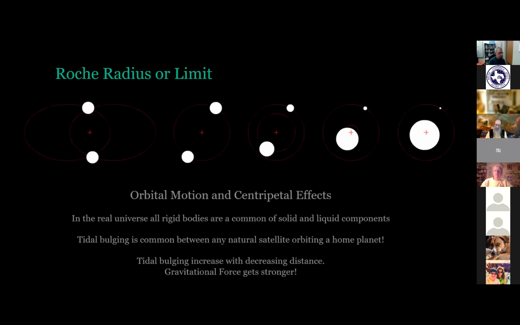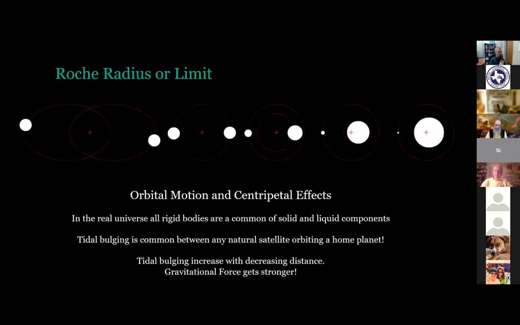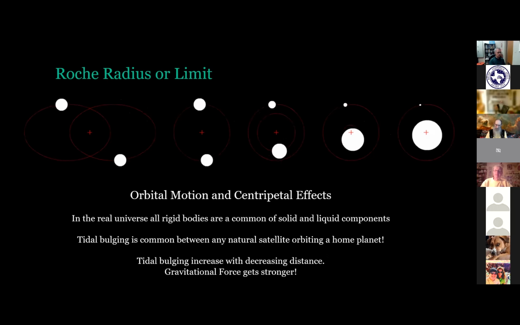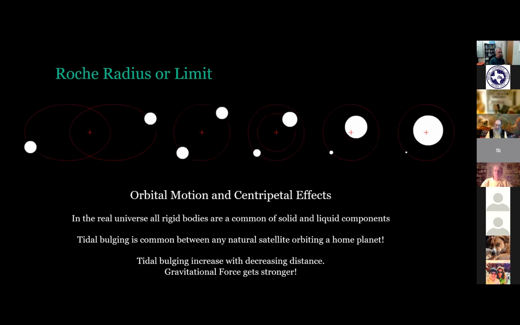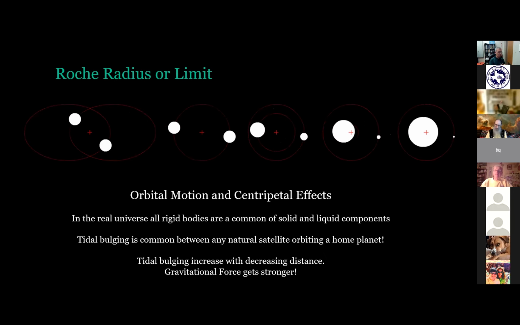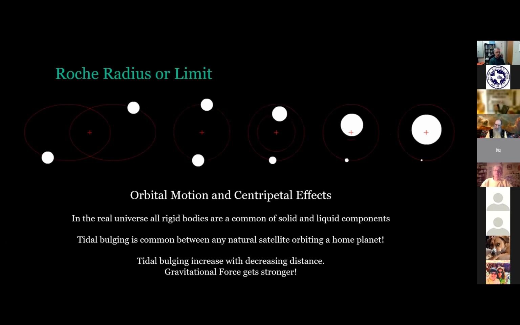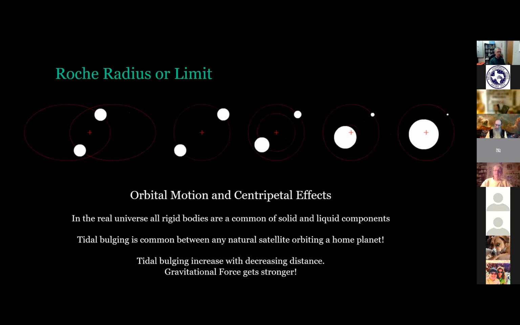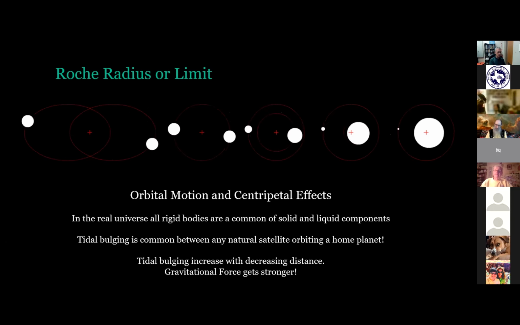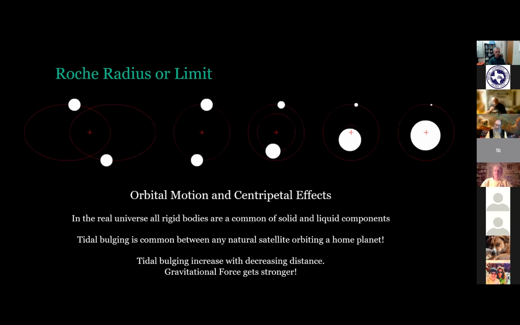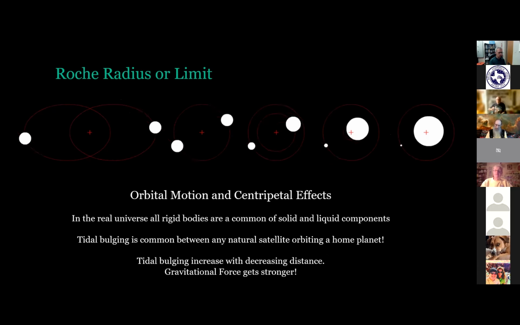Now, we have to remember that there is what we call the Roche radius or limit, the idea of centrifugal effects and orbital motion, because we have to remember, in reality, ideally, we want to treat all bodies as rigid bodies, as if they were solid bodies. But in reality, all planets have solid and liquid components. Gaseous giants, the hydrogen atmosphere is going to turn into liquid.